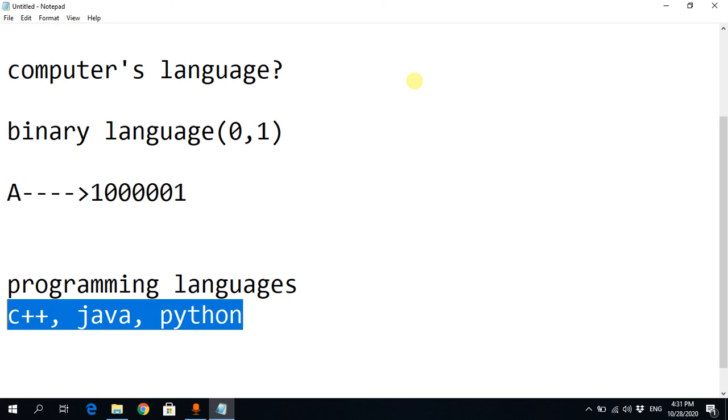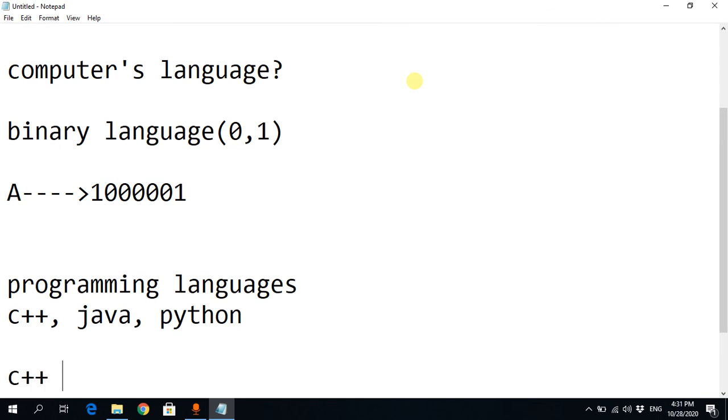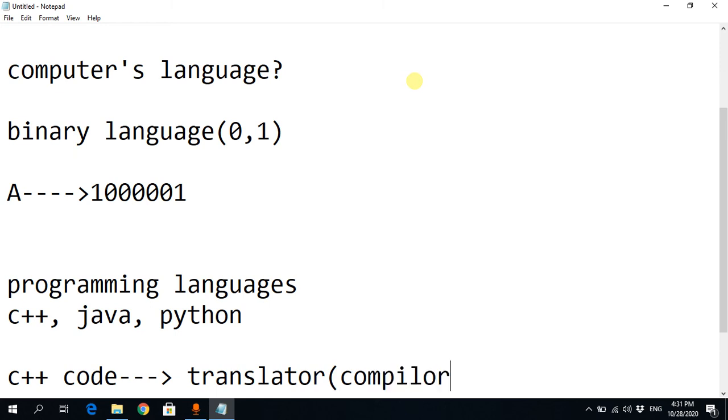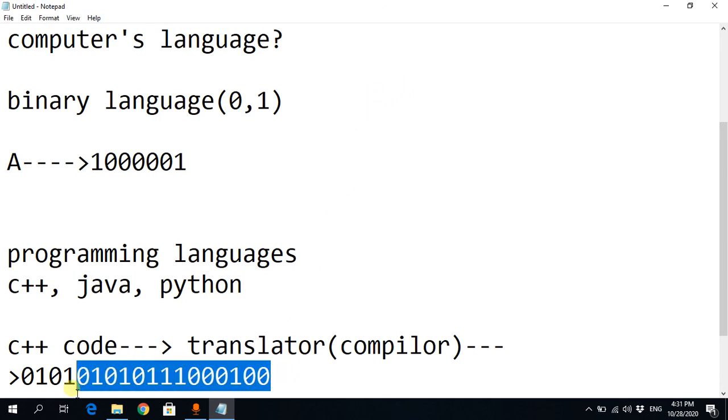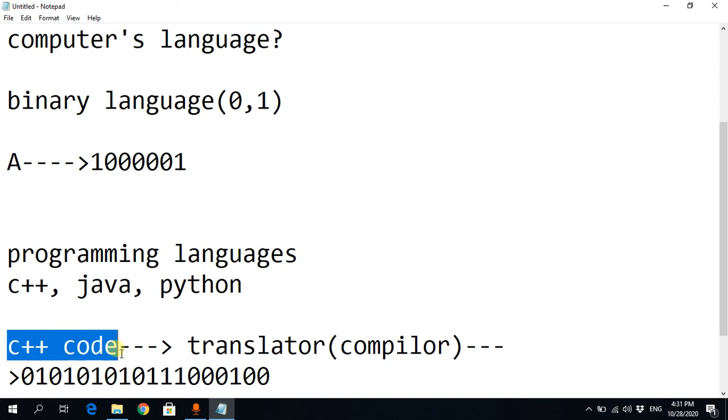In this course, we are going to write programs in C++. That code will be given to the translator, that is the compiler, and the compiler will translate that code into binary like this. Ultimately our code will be converted into binary numbers, but we will be writing the code in C++. So be ready to write code in this language. In the next lecture, we will write the hello world program in C++.